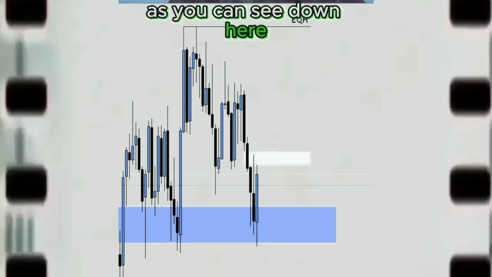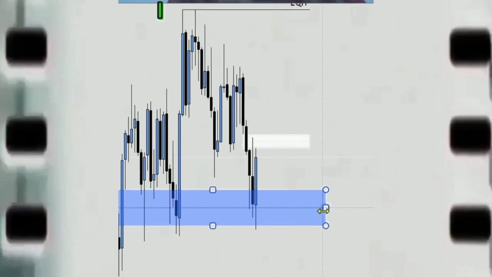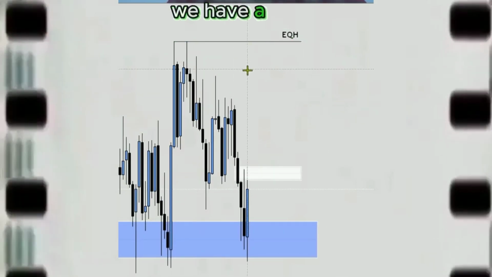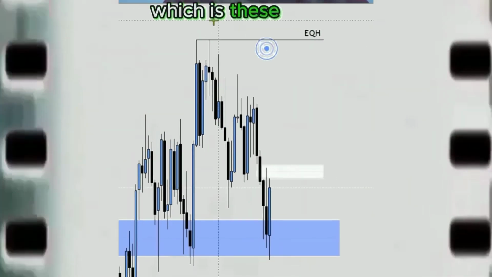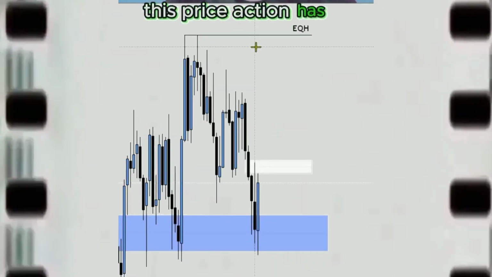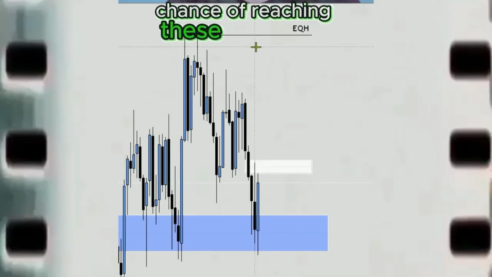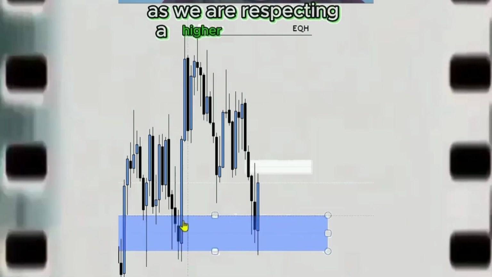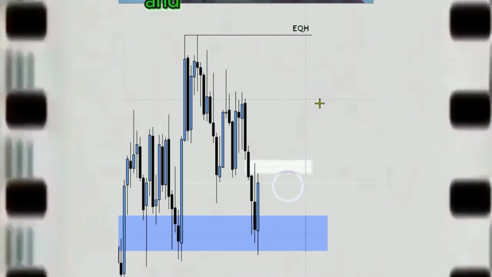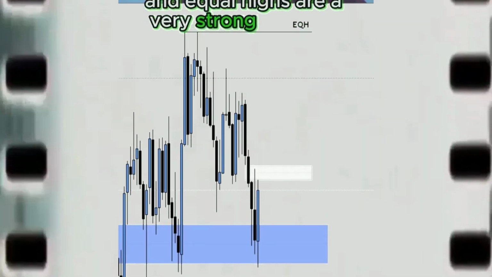As you can see down here, we have this blue bullish fair value gap which price is currently respecting. As well as that, we have a clear liquidity target, which is these equal highs here. This price action has a very high chance of reaching these equal highs as we are respecting a higher time frame bullish fair value gap, and equal highs are a very strong draw on liquidity.